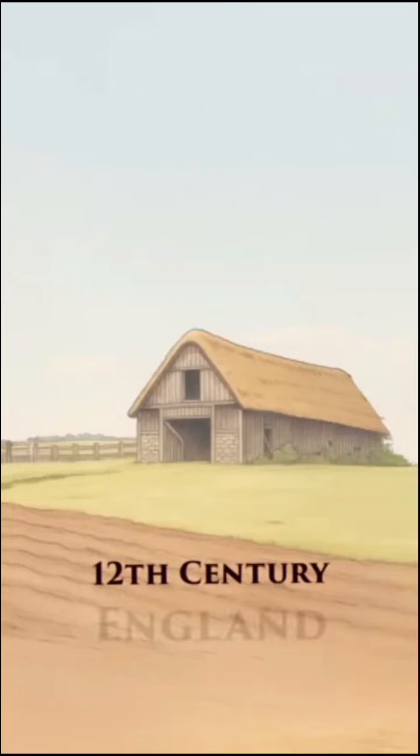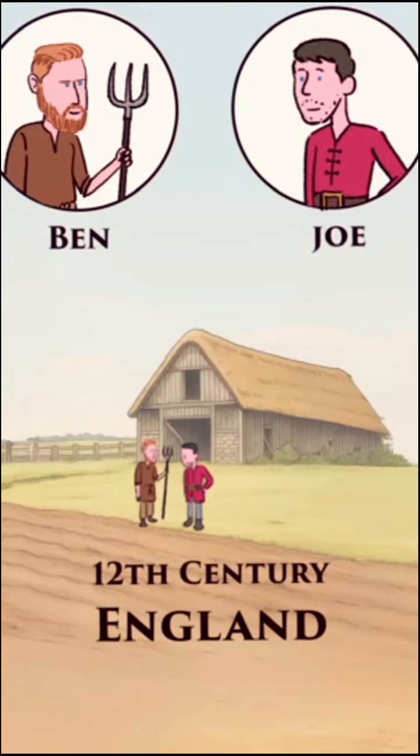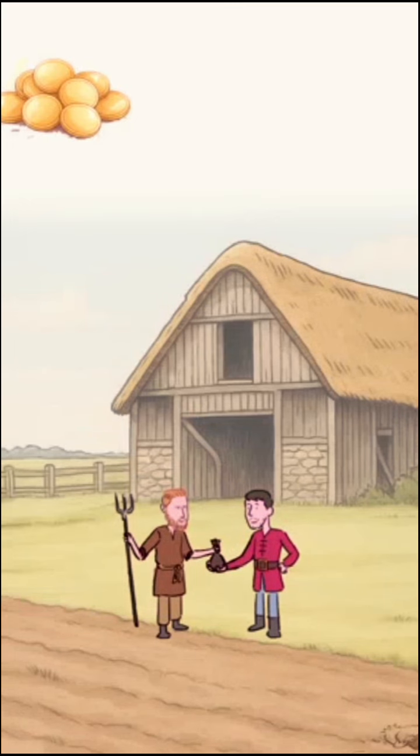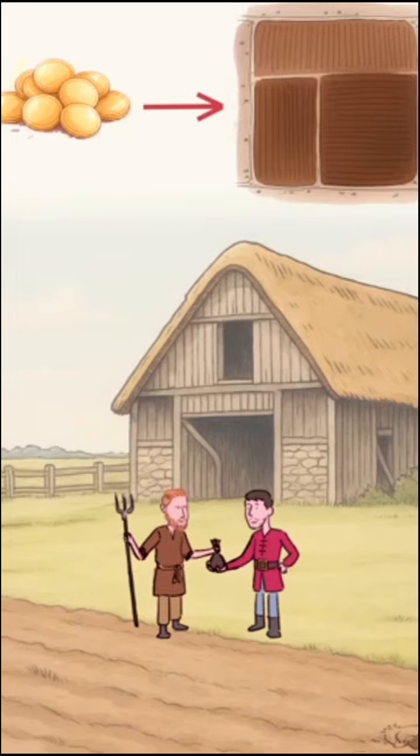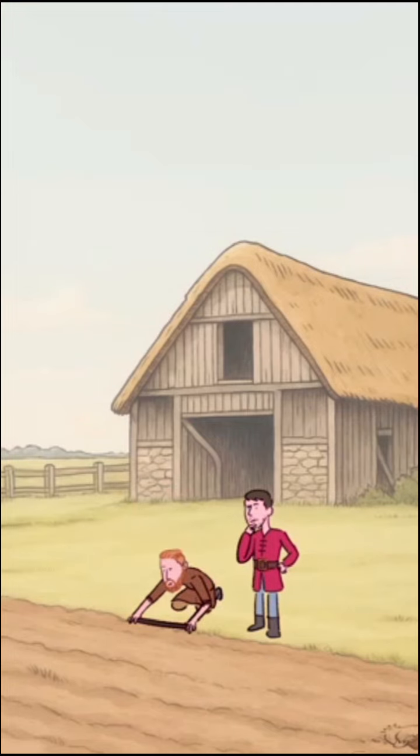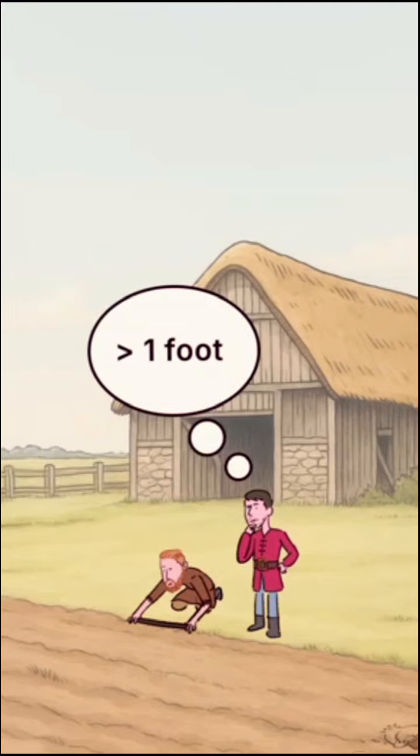It was the 12th century. A farmer named Ben in England bought land from a landlord named Joe. The deal was for 40,000 square feet of land in exchange for 10 gold coins. But when Ben started measuring his land, Joe felt that Ben's scale was larger than a foot.